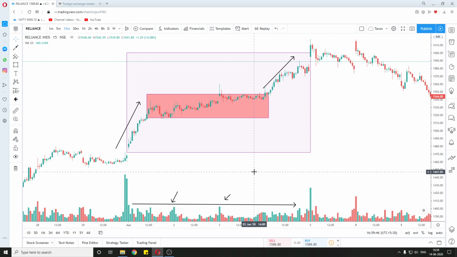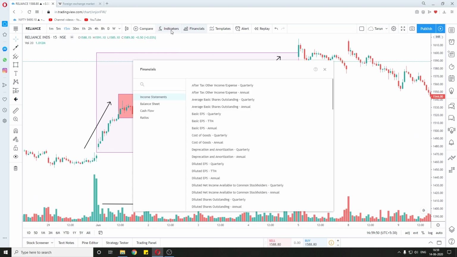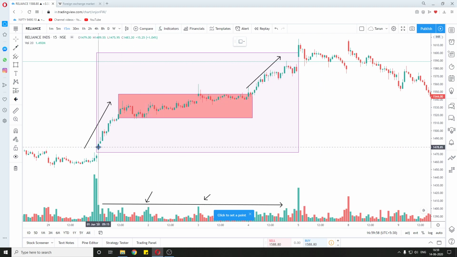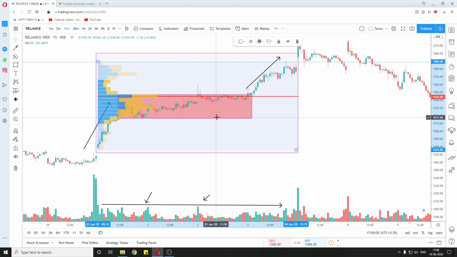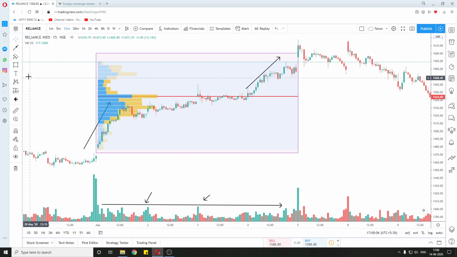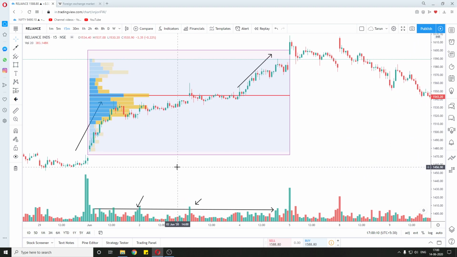So now what we do is we use the volume profile. We go to the indicators tab, we go to the volume profile, and we use the fixed range, and we select the beginning point and the end point. So now we have volume which is plotted on the y-axis, and the y-axis is for the price. Now we have both the information. We have volume on the x-axis and we have volume on the y-axis.